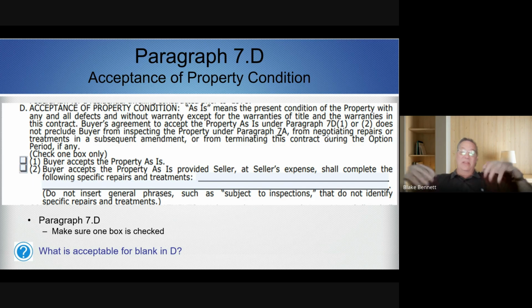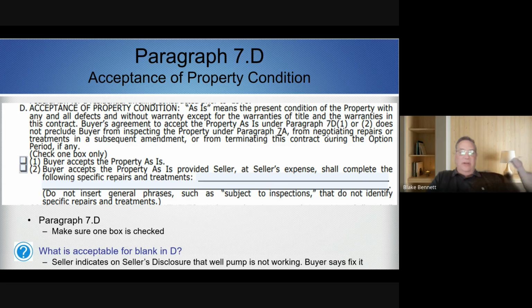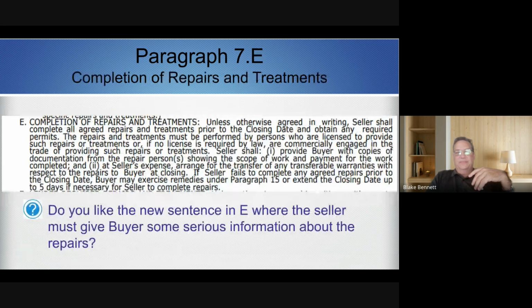Let's say that you find out through the inspection that maybe the well pump is busted. Well, you know what, seller? I need you to get that fixed before I take ownership. Seller indicates in the disclosures again that the well pump's not working. Buyer says get it fixed before I take ownership. Completion of repairs.